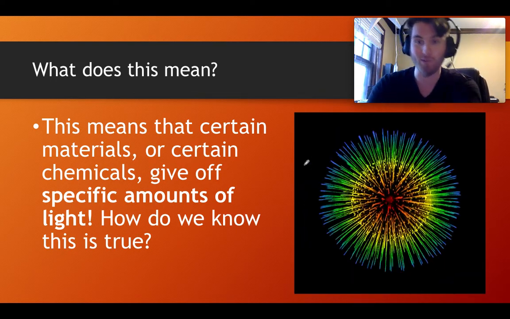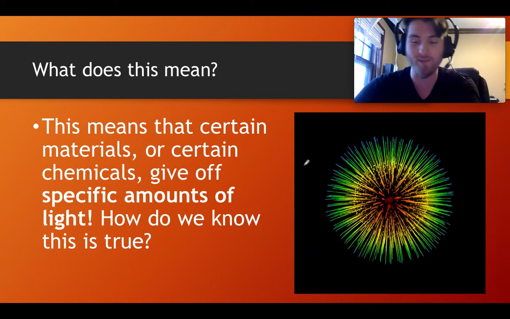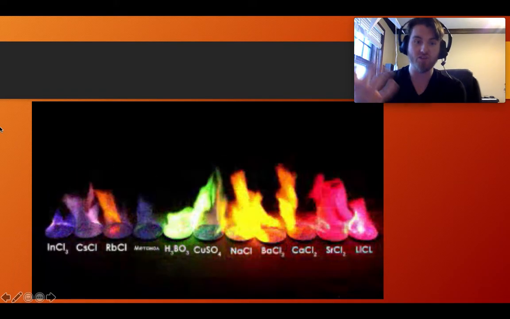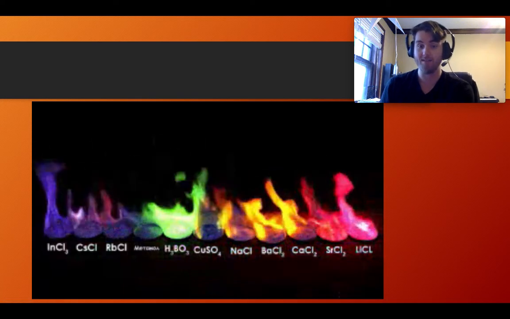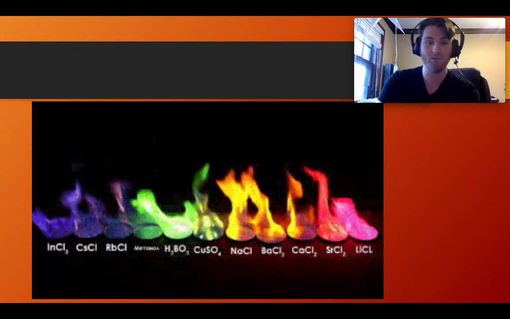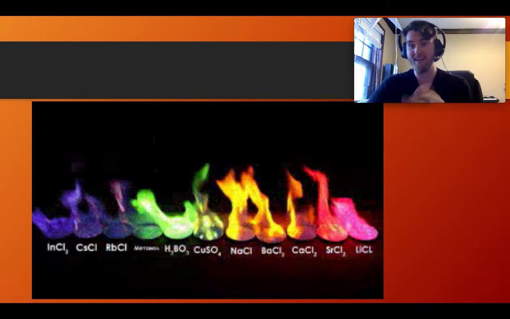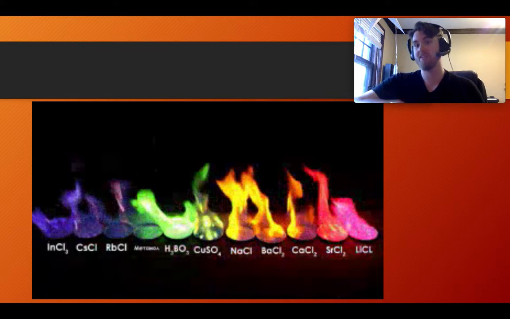I have a firework over on the side here because this is one of my favorite demos, and I'm sorry that you're going to miss it, but certain elements give off certain amounts of light. This is all colored fire. A home experiment for this, if you have a gas burner in your kitchen, is to take some table salt, sodium chloride, and chuck it into the fire. That fire is going to turn a bright orange because it is absorbing some of that energy and releasing that specific wavelength of light.